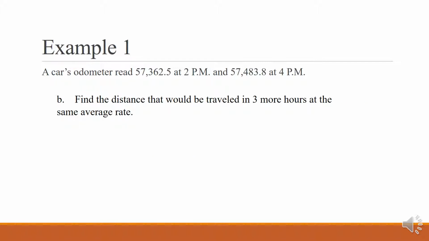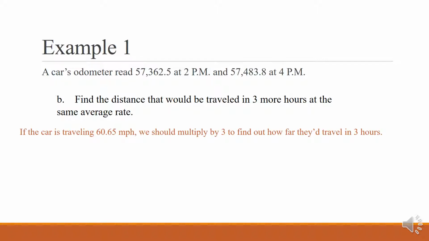In part B, they're asking us to find the distance that would be traveled in 3 more hours if they continued traveling that same average rate. So if the car is traveling 60.65 miles per hour, that's what we found in part A, then we should multiply by 3 to figure out how far they'd travel in 3 more hours. So we do 60.65 times 3. Go ahead and pause the video now and you can plug this in your calculator.